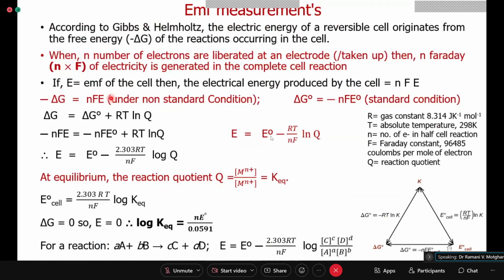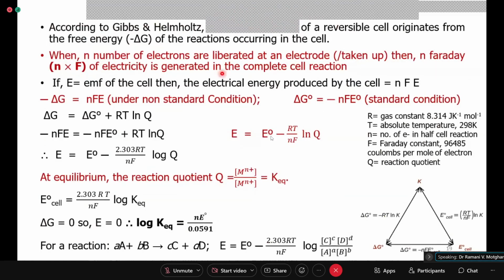Now, coming to the EMF measurement. According to Gibbs-Helmholtz, for a reversible cell, the EMF originates from the free energy of the reactions occurring in the cell. So when n number of electrons are liberated at an electrode or taken up, where liberation means oxidation and take up means reduction, then nF, that is n into F, of electricity is generated in the complete cell reaction.